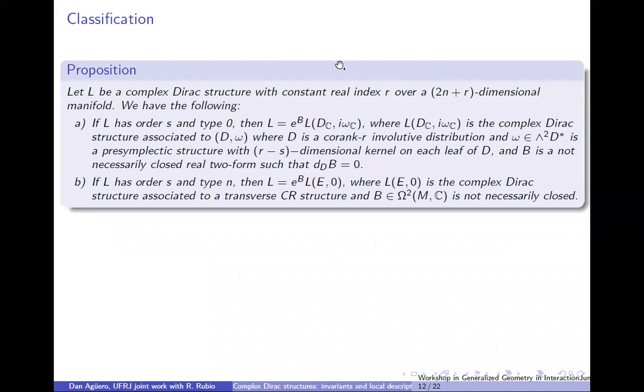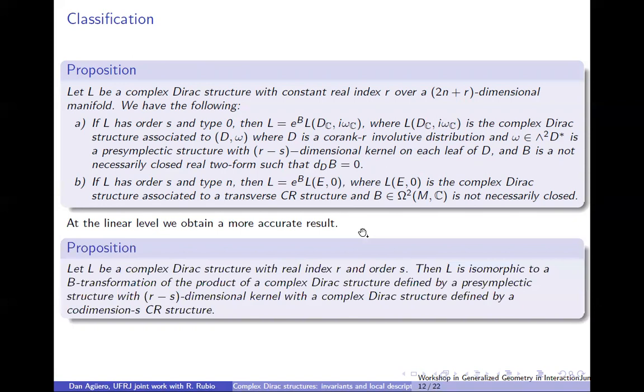Well, we have a classification. It is different from what happens in generalized complex structure, where we have just a type. Now we have the type and the order. So when we have a complex Dirac structure over a 2n plus r dimensional manifold, if L has order S and type 0, then L is a B-transformation of a regular Dirac structure, like the previous example. For this B, it is not closed, but is closed on the direction of D. And when we have order S and type n, we have that L is a B-transformation of a transverse structure, that is, the L is zero, where this B is not necessarily closed.